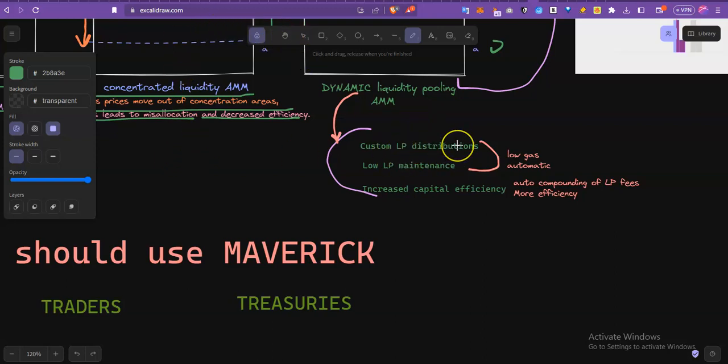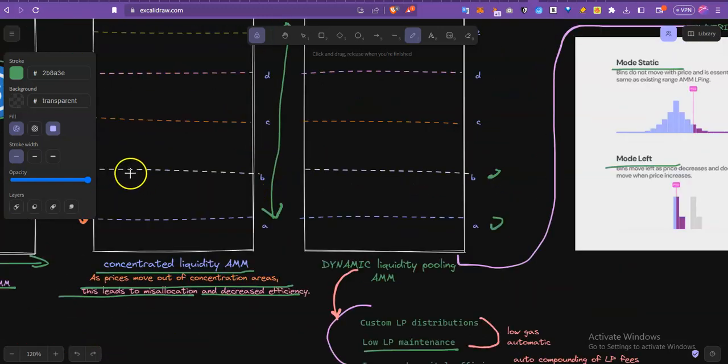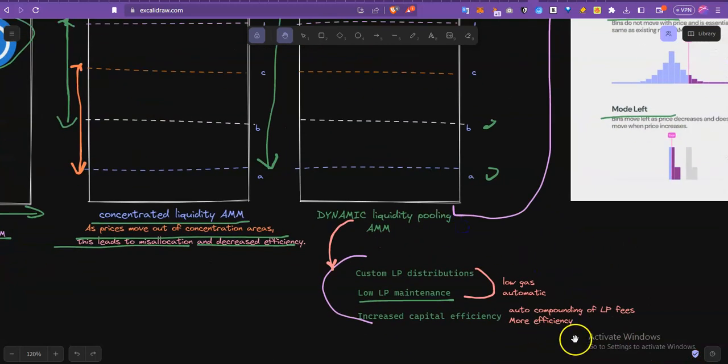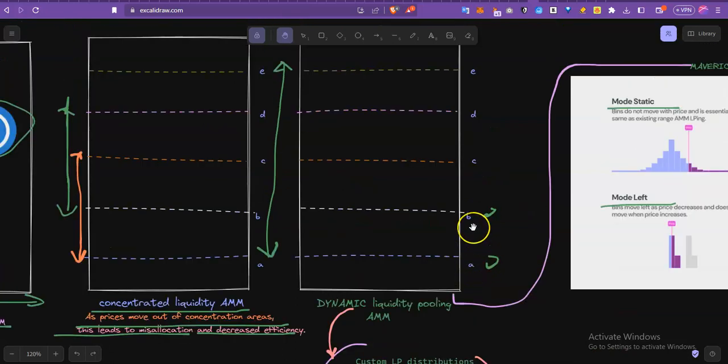There are custom LP distributions. That is one thing. Another thing again, there is low LP maintenance, liquidity pool maintenance, and then there's increased efficiency. Because if you're talking about concentrated liquidity, let's take for example this guy, if the price moves, let's say from here all the way to this place, there is still efficiency. Your tokens are experiencing efficiency. But if it moves up here, there's no efficiency. So in this case, there's more efficiency because depending on how you set it, if it touches here, your tokens are used. If it touches here and all that.